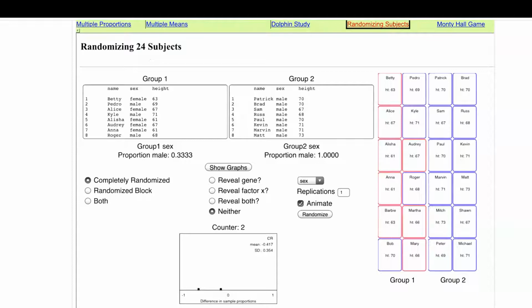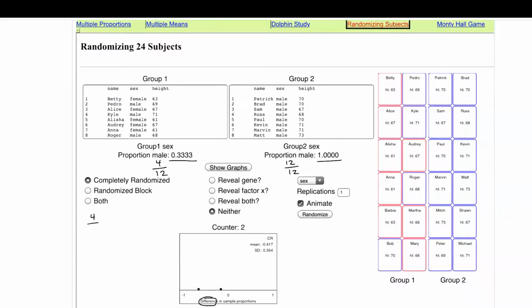I have a screenshot of what happened when I did it. In that case, the cards got shuffled again. There were 12 cards dealt to each group, so I hope you can understand that the shuffling and dealing of cards is equivalent to pulling names out of a hat. Both of them are randomly done. So in the first group, there were 4 out of the 12 were men for a proportion of 0.3 repeating. In the second group, all 12 of them were men for a proportion of 1.